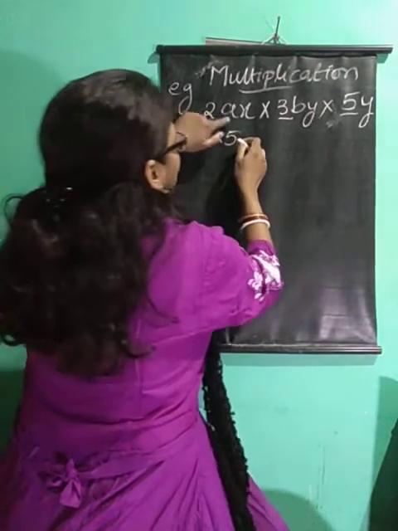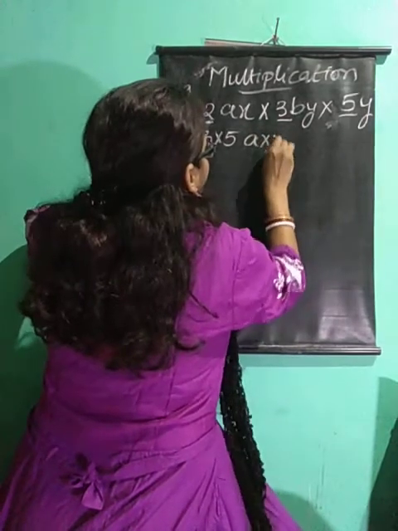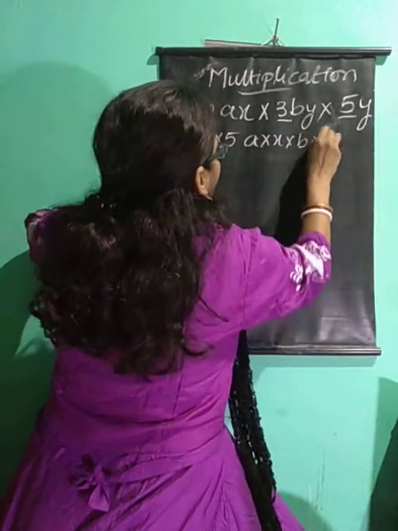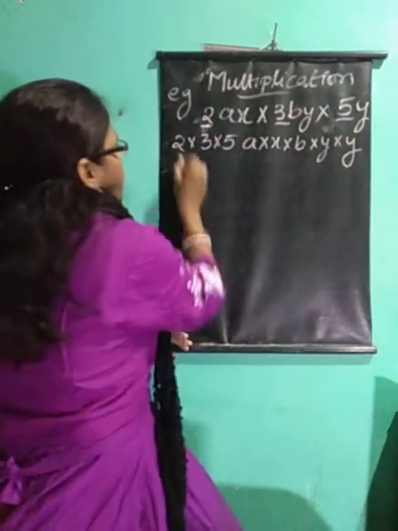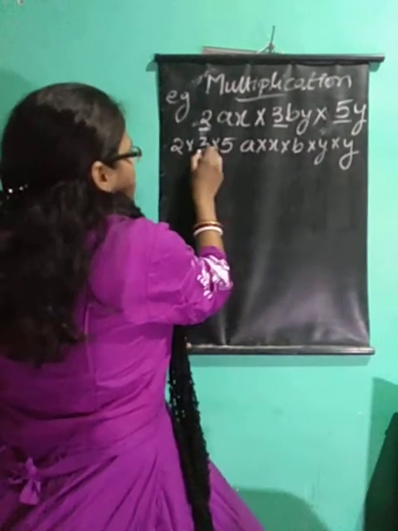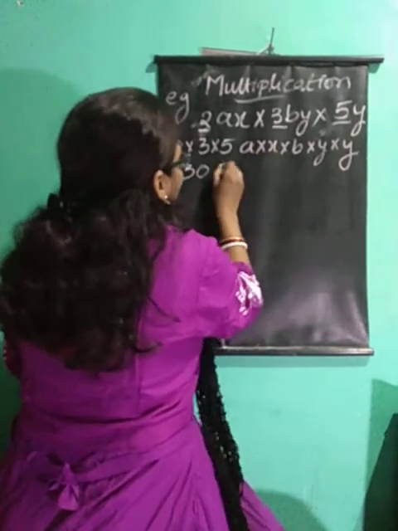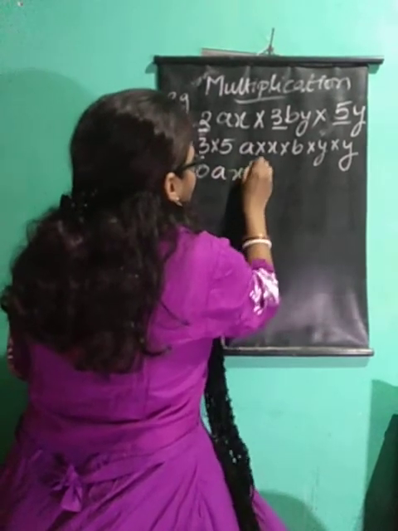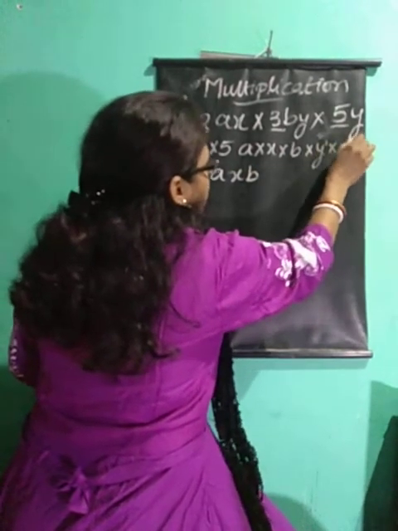Okay. Then you have a, only one a is there. So a into x into b into y into y. Okay. So you have 2 5s are 10, 10 3s are 30. So 30, a is only 1. So a, x, b and y, 2 y's are there. So 1 power, so it becomes 2.